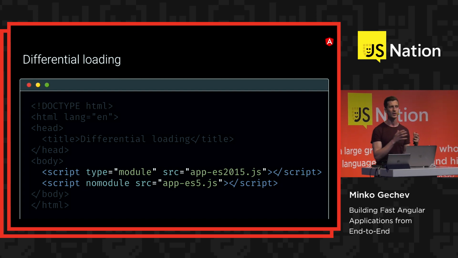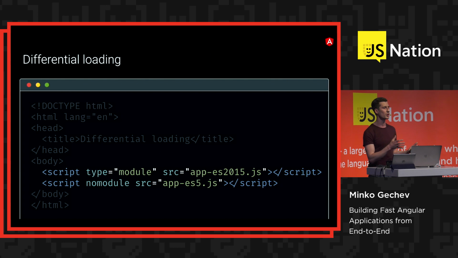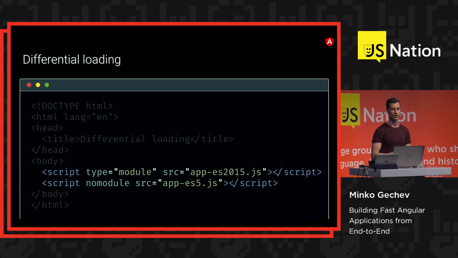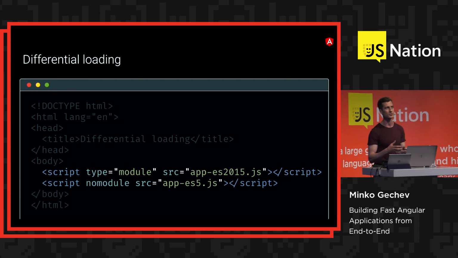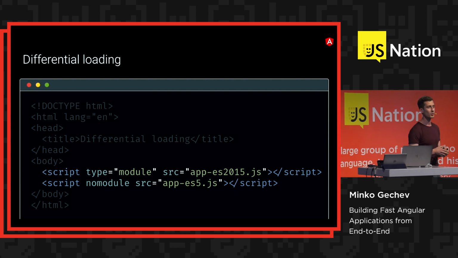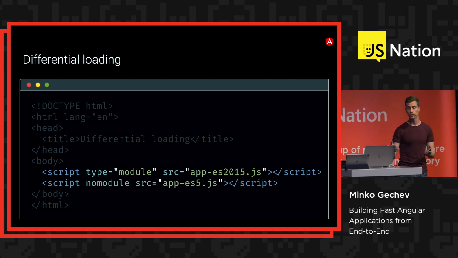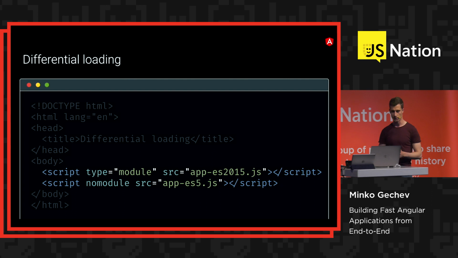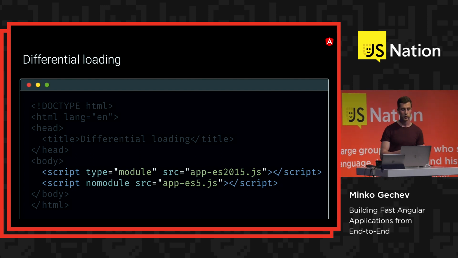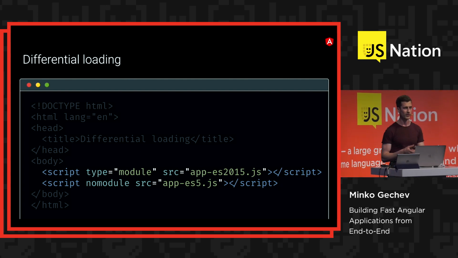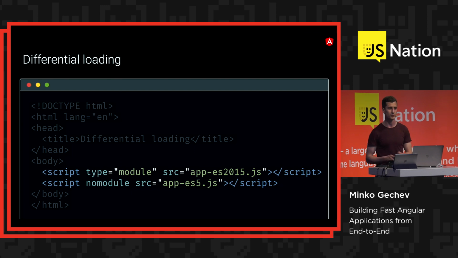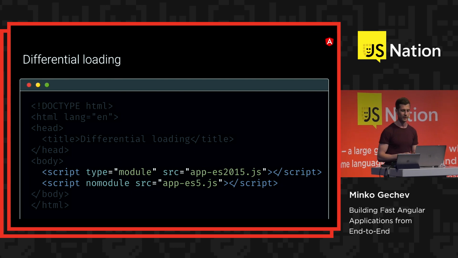Of course, there are a couple of complications here. For example, modules are always strict. So, for example, if you have a library that is not compatible with ECMAScript 5 strict mode, you probably will not be able to use it with differential loading. And one with no module attribute. This is for legacy browsers which use ES5.